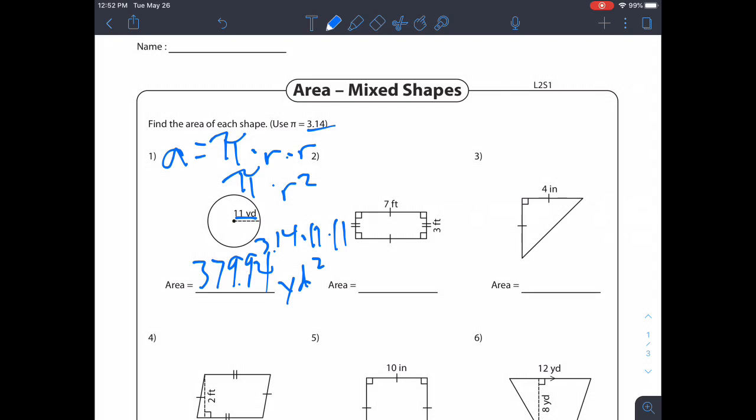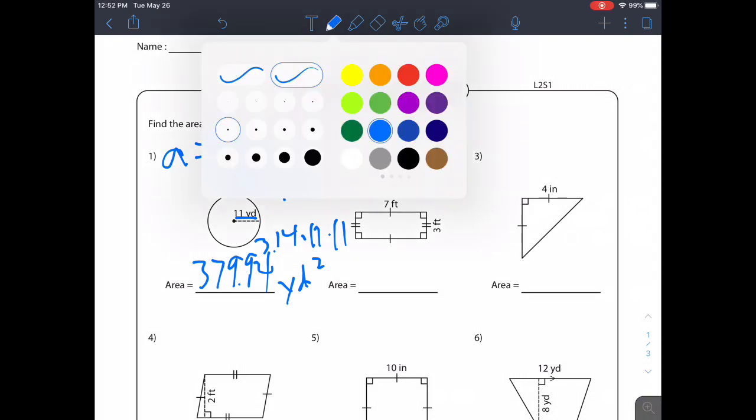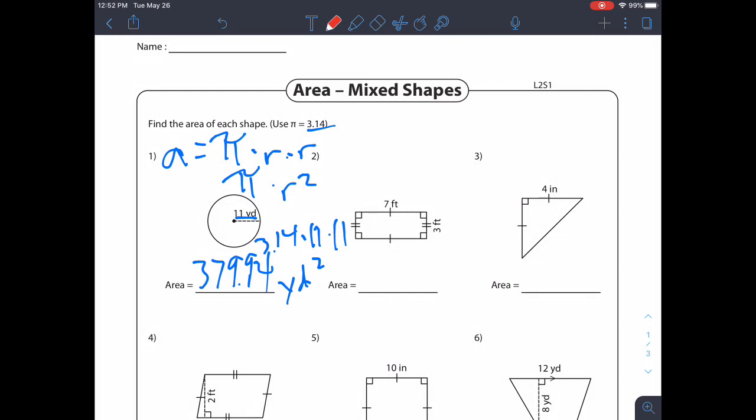When we need to work on a rectangle, hopefully you remember that area is just base times the height. These ones are pretty straightforward, and so we will just do 7 times 3, which gives us 21. And we're talking about feet. We're talking about the space that it takes up, so that's squared, 2 dimensions.